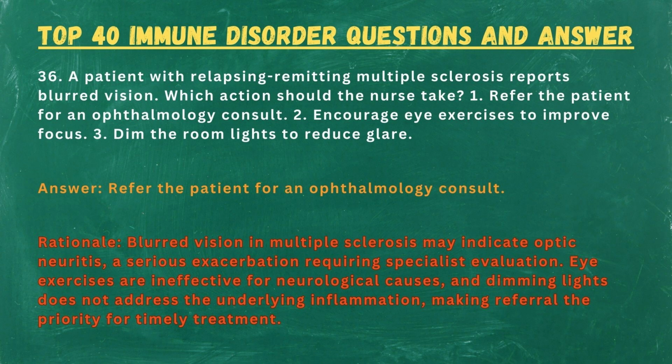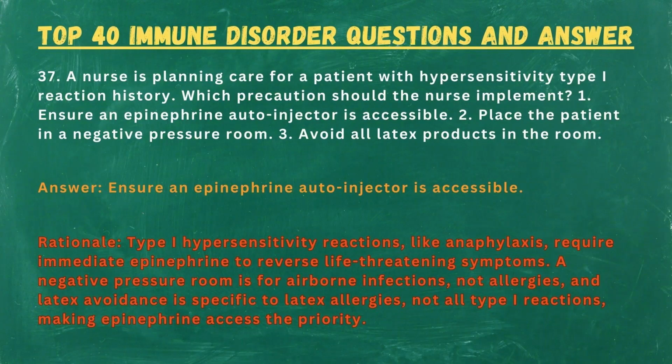Rationale: blurred vision in multiple sclerosis may indicate optic neuritis, a serious exacerbation requiring specialist evaluation. Eye exercises are ineffective for neurological causes, and dimming lights does not address the underlying inflammation, making referral the priority for timely treatment. 37. A nurse is planning care for a patient with hypersensitivity type I reaction history.